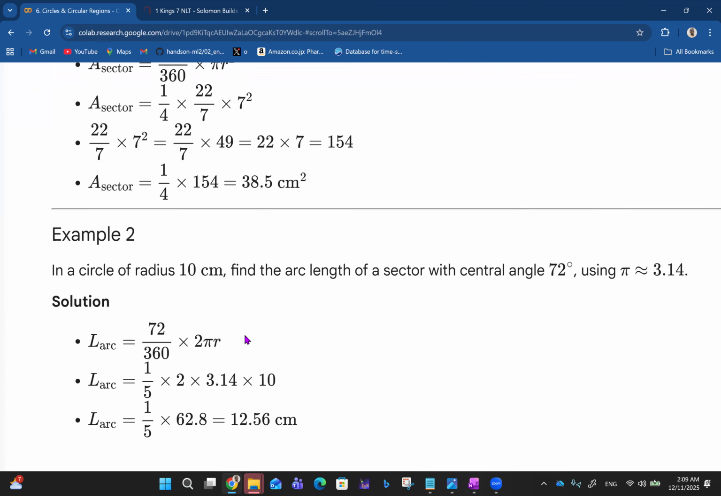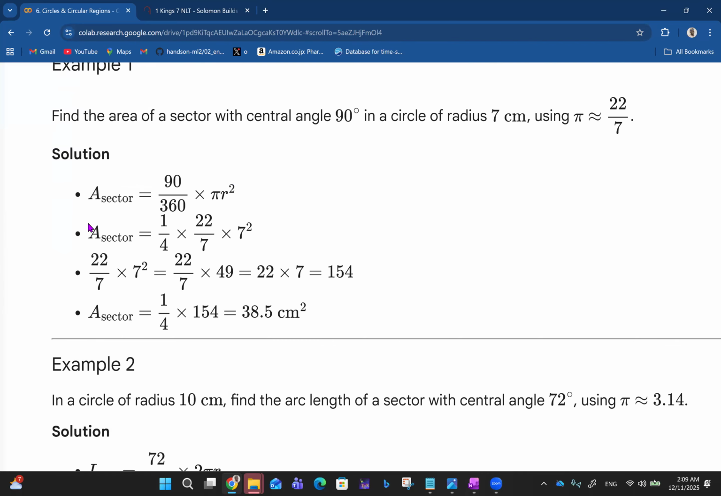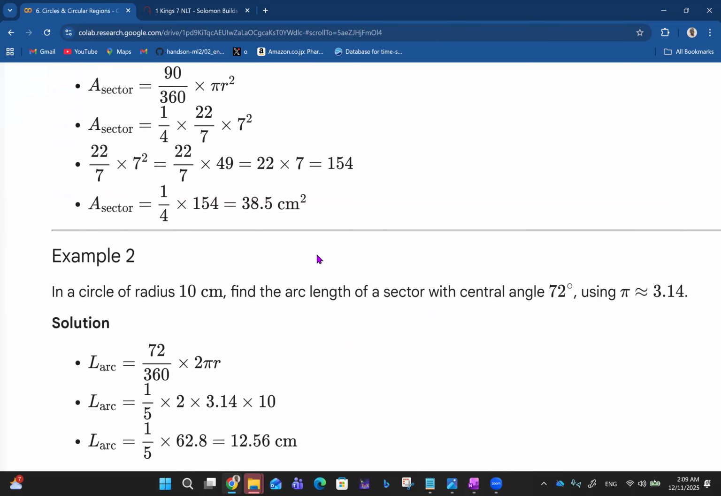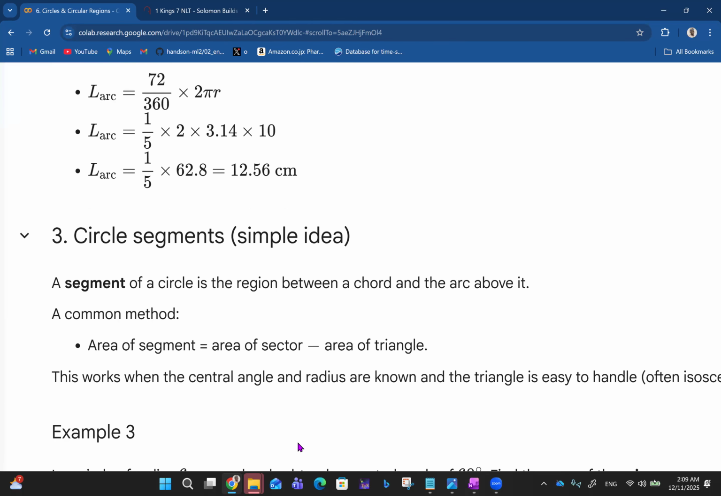So for example 2, in a circle of radius 10 centimeters, find the arc length of a sector with central angle 72 degrees, using pi as 3.142. Again, length of arc, we've done that before. That's 72 over 360. Now, length of arc is a portion of the circumference, so you multiply by the circumference, but area of a sector is a portion of the area, so you multiply by the area. Don't ever forget that, because the arc is a line segment, whereas the sector is a portion of the area. So here we multiply by the circumference. We have 72 over 360 is 1 over 5, times 2 times 3.14 times 10. So you have 12.56 centimeters.